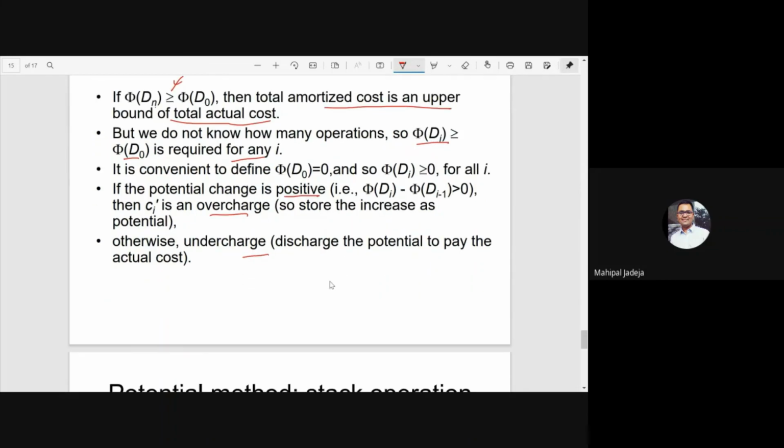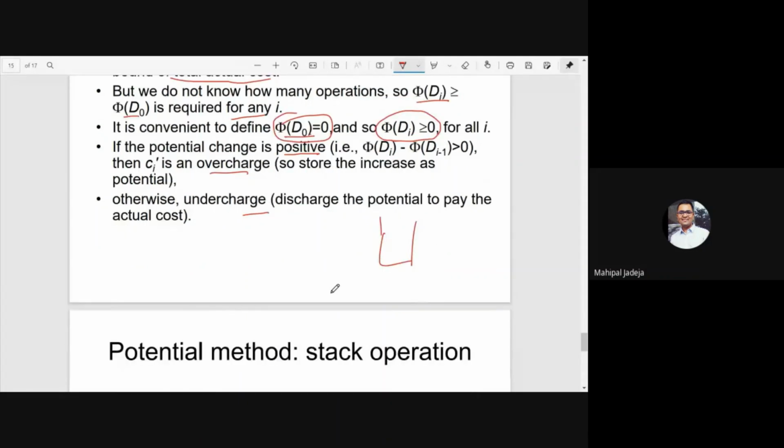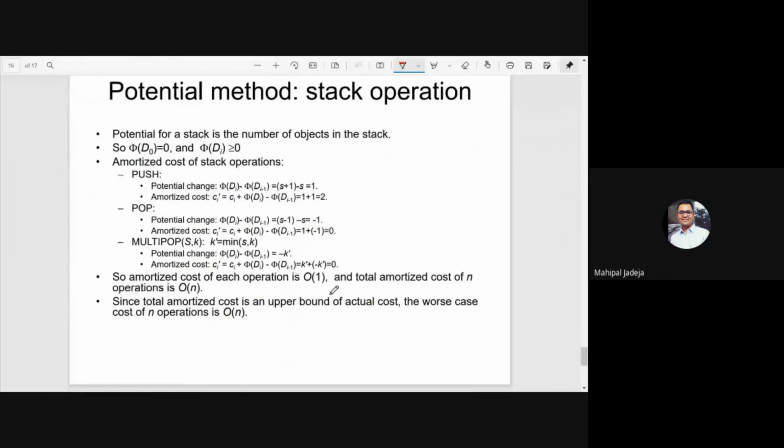And it's very convenient to define the initial state as 0. For example, in the case of a stack, it's natural to assume that before performing any push or pop operation, my initial stack is empty. Therefore the initial potential of my data structure is 0. And it's also obvious that potential at any point of time cannot become negative, because at least zero elements will be there in the stack. That's the idea. Right?